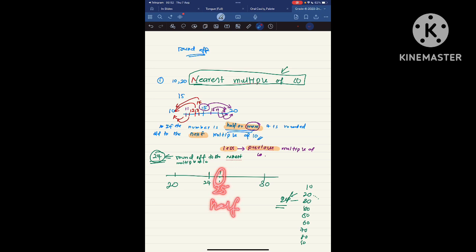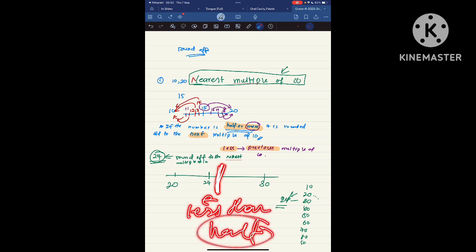Okay, if it's 25, it is the half. But it is now 24. The number that is given in the question is 24. 24 means it is less than the half. Less than half.